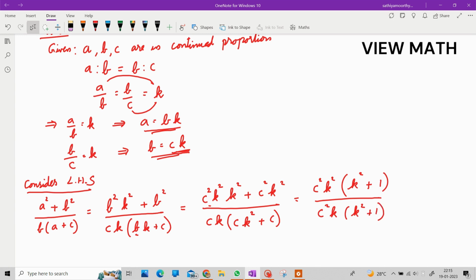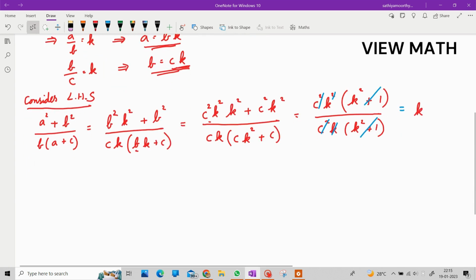Let me cancel the common terms on the numerator and denominator. So k square plus 1 and k square plus 1 I can cancel. Again c square and c square I can cancel. Here k square is there, here k is there, so one k gets cancelled. The remaining term is k. So the left hand side is equal to k.